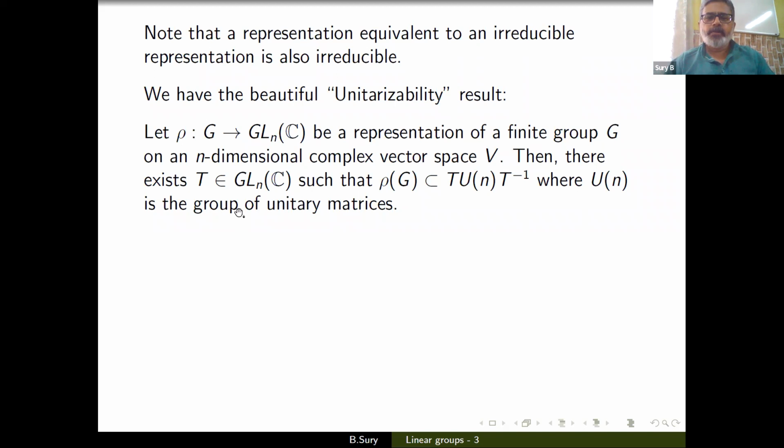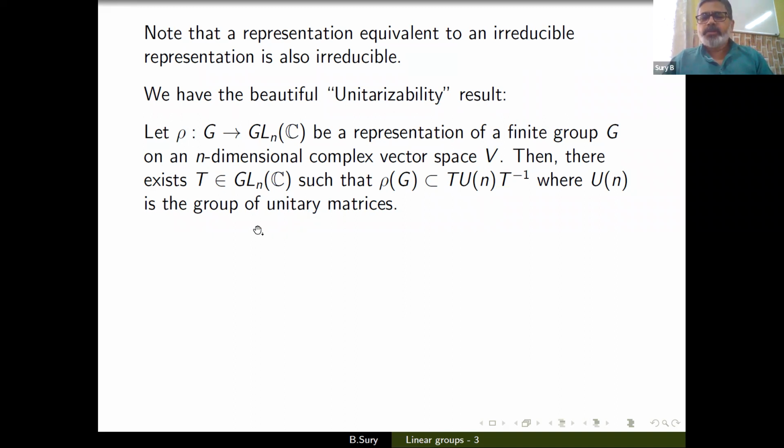So you have n by n invertible complex matrices representing the group G. Then what we are saying is that there is a matrix T such that the conjugate of this group, that means take an element ρ(g) for small g inside the group G, then Tρ(g)T⁻¹ is a unitary matrix. So there is a common T which does this job.